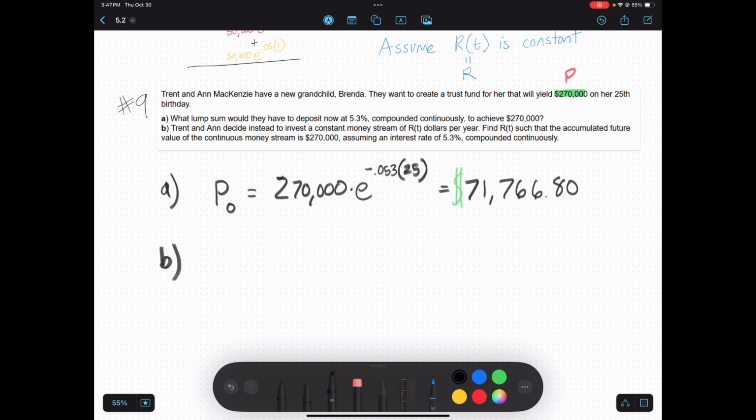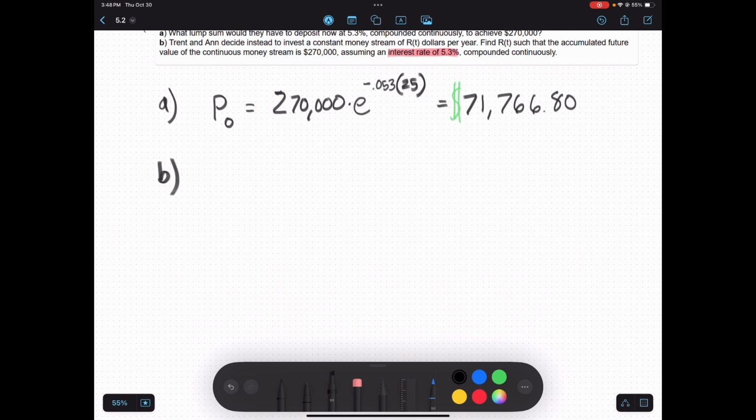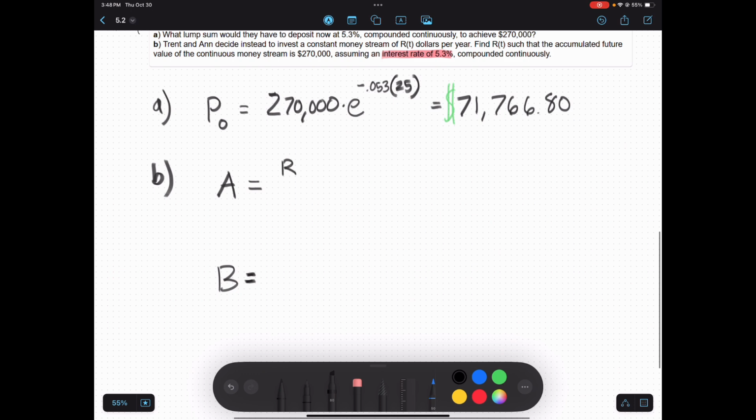Instead, these grandparents decide to just invest a constant money stream in order to be able to achieve this goal. We're going to assume the same interest rate of 5.3%, but we're going to find R of T, or that constant money stream, so that the accumulated future value ends up being $270,000. Well, there's actually a couple different ways I could do this. I could do this using either my future value formula or my present value formula. In both cases, what do I plug in for R? Nothing. I don't know what R is yet. This is what I'm solving for.